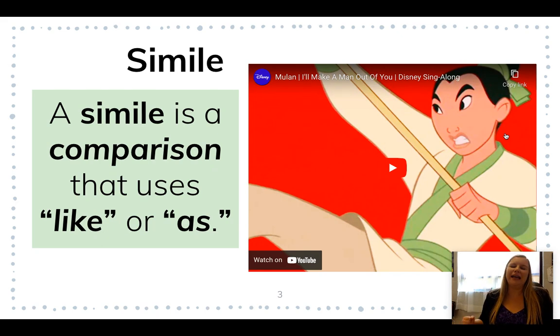Similes are the bread and butter of figurative language. Similes are very easy to pick out as well. If you're reading a passage or a sentence and you see like or as, you know, ding, ding, ding, I might be looking at a simile. Now, over here on the right, I've included a clip from Mulan. It's the I'll Make a Man Out of You song. I'm not going to play it right here, but if you want to go watch it, definitely do that. It's on Google Classroom in this presentation.